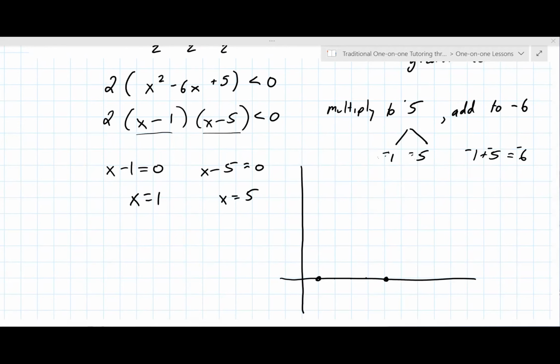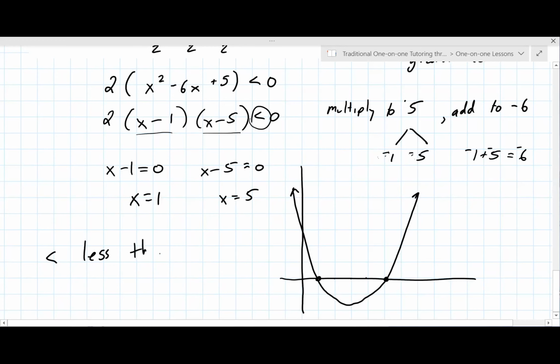Okay, and see how it crosses? The graph looks like this. Remember 2 days ago, we were talking about what this symbol right there is. This means less than. So less than means below the x-axis. Do you see that this part down here is below the x-axis?